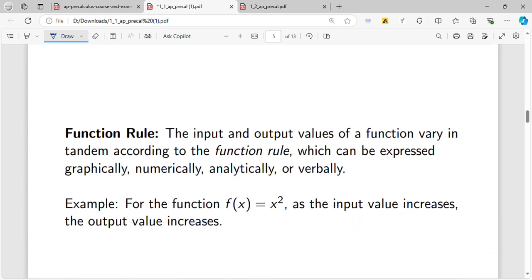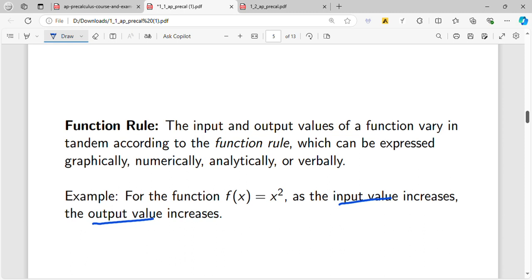The input and the output values of a function vary in tandem according to the function rule, which can be expressed graphically, numerically, analytically, or verbally. For example, the function x squared increases as the input value increases, right? So the increase in input value will result in the increase in the output value. In this case, both the input and the output values of the function change with respect to each other. The increase will lead to increase, a decrease will lead to decrease.